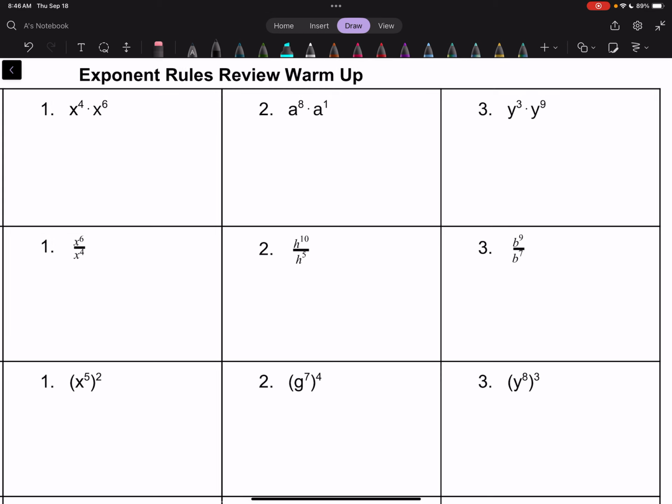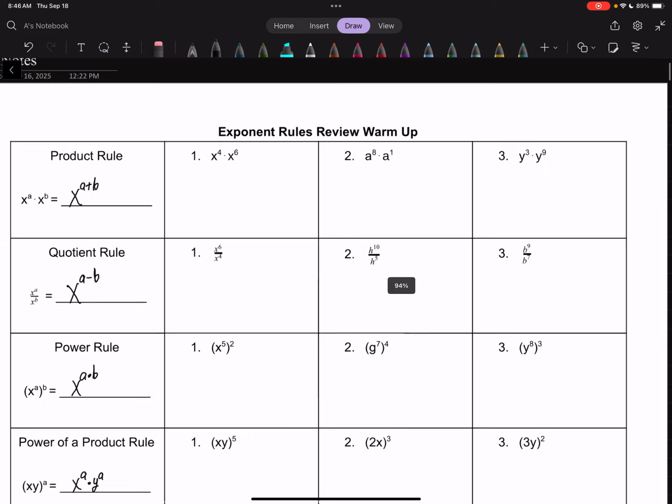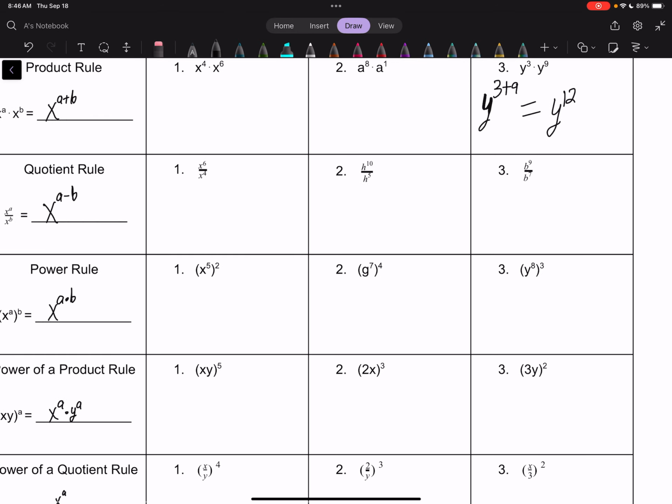Number 3, y cubed times y to the 9th. This is the same thing as y to the power of 3 plus 9, which is y to the 12th power. For the quotient rule, number 2 is h to the 10 minus 5, which is the same as h to the 5th, finished.